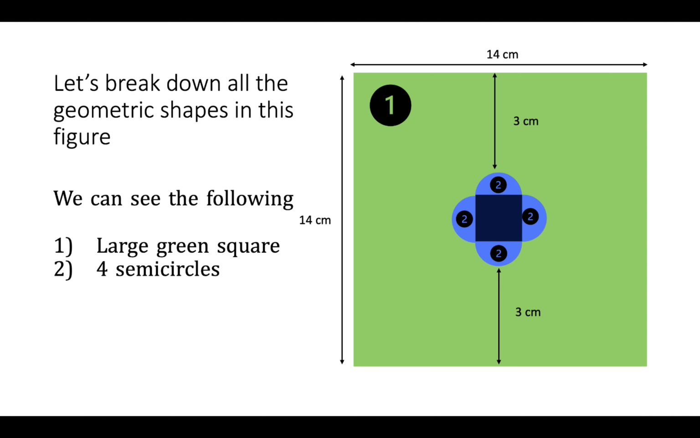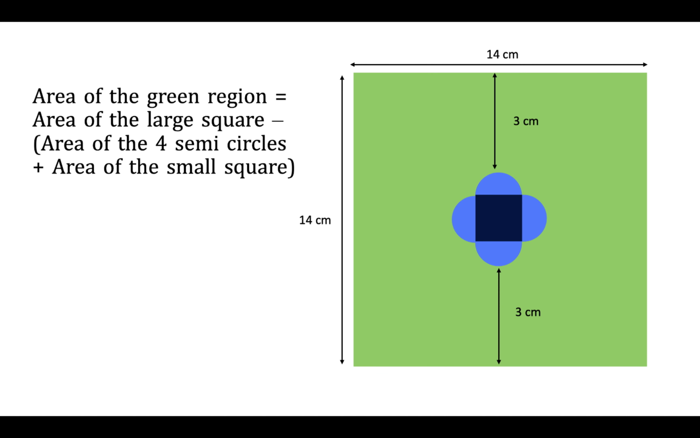Let's number the large green square as 1, the four semicircles as 2, and then we can see a square in the center. Let's number that as 3. Once these different shapes have been identified, the only thing remaining to do is to calculate the areas. The area of the green region is nothing but the combined area of the blue region, that is the area of the four semicircles and the area of the central square, subtracted from the area of the large square.